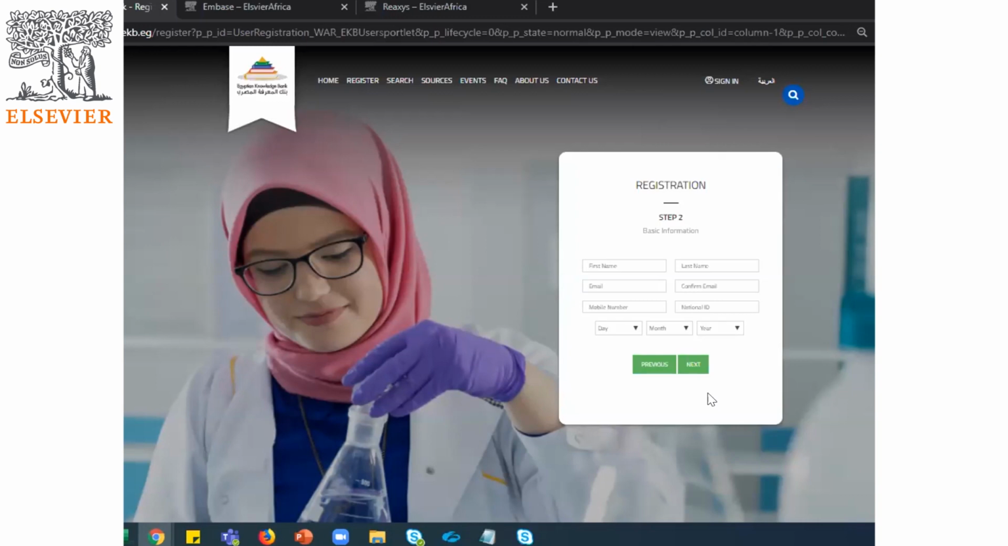If you are trying to register and you've received that email and you can't find it in your inbox, please check your junk or spam folder. Also, you have to confirm your registration within 72 hours, otherwise your registration will be expired.